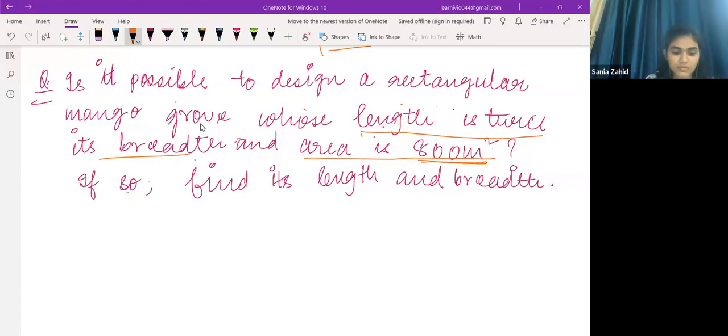Ma'am, which chapter is this? This is quadratic equations. We learned how to form the equations. You remember how we form an equation out of the question? Like if a statement is given to you, how are you supposed to form the equation?